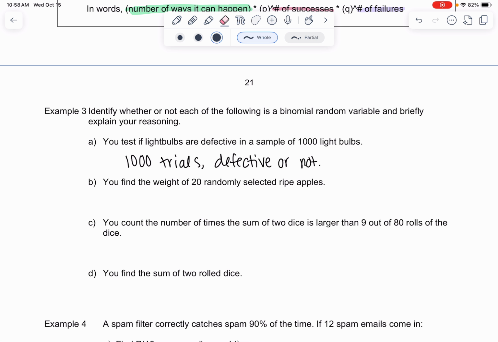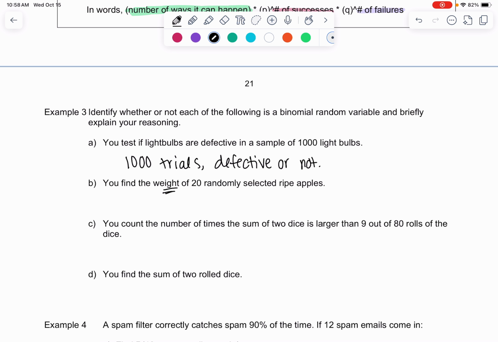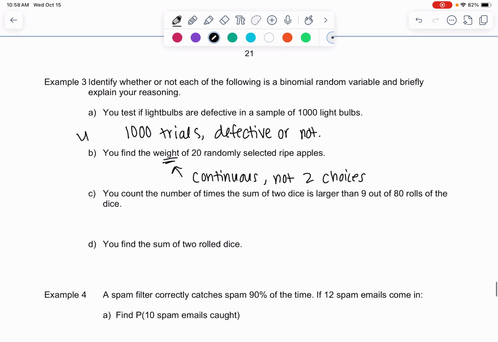If I weigh 20 apples, there's 20 trials, but the weight of an apple, right, that's a continuous variable. So that's not two choices. There's lots of things an apple can weigh. Let me write yes and no as I go through this.